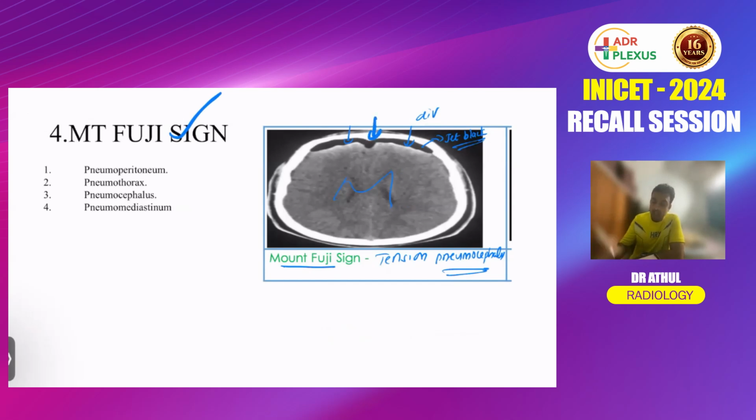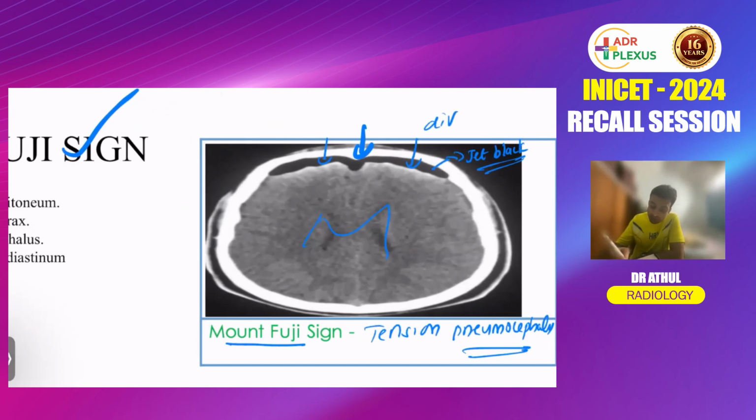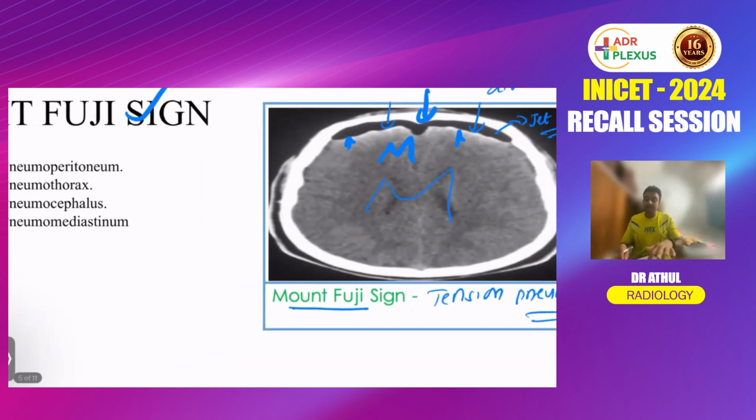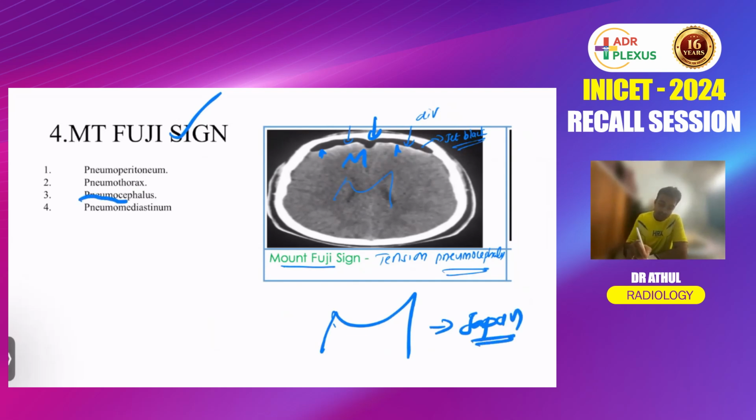See, this is a CT image of brain. Here you are able to see the air densities like a shape of M. So if you are seeing air densities like this in the frontal region in CT brain, this is Mount Fuji sign. What is Mount Fuji? Mount Fuji is actually a mountain which is seen in Japan. So Mount Fuji sign is seen in cases of tension pneumocephalus.